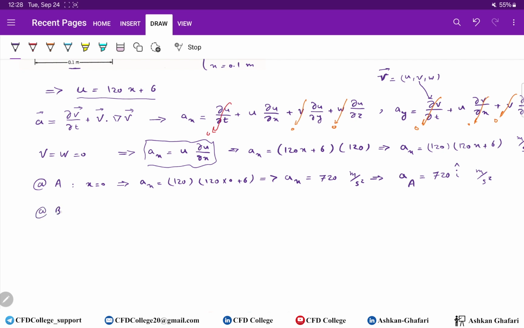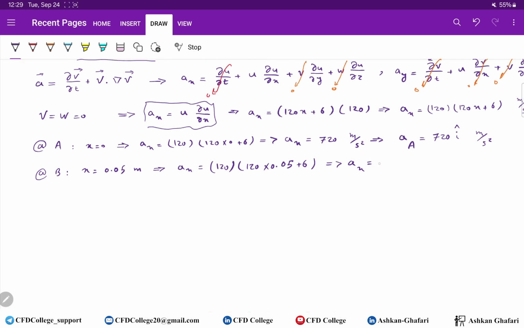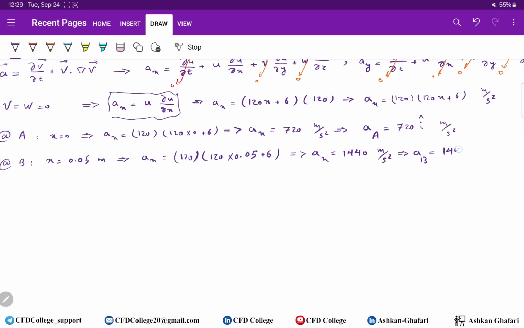At point B, we know x equals 0.05 meters, so ax equals 120 times 120 times 0.05 plus 6. So ax at point B equals 1440 meters per second square. So acceleration at point B equals 1440 in x direction, meters per second square.